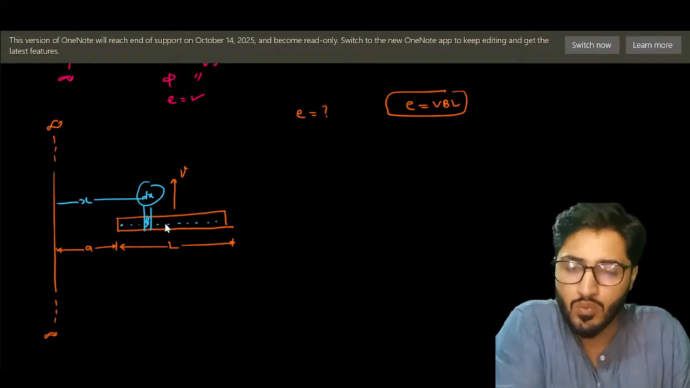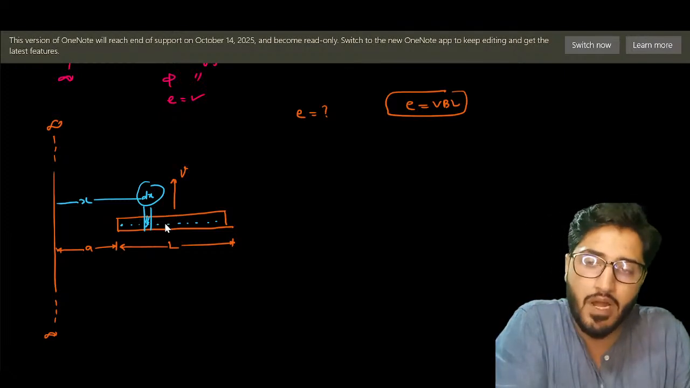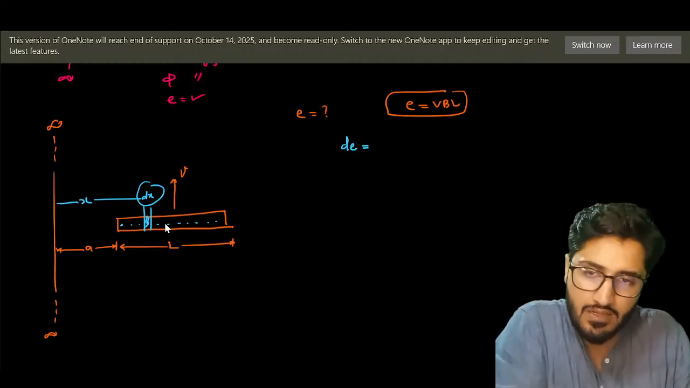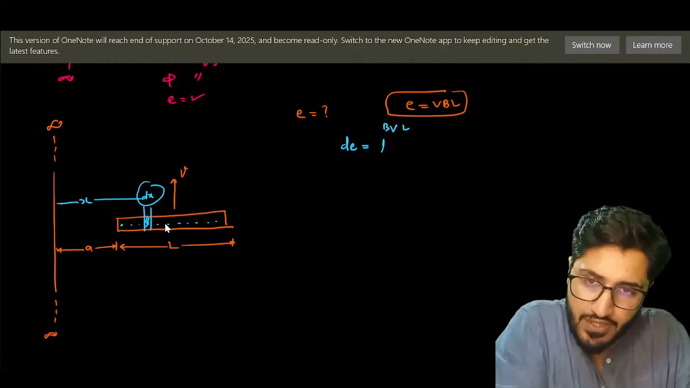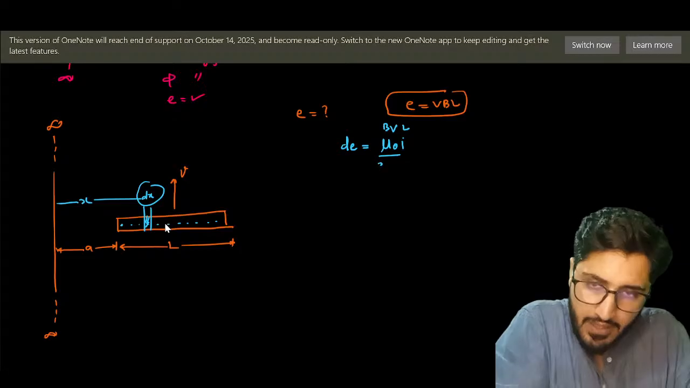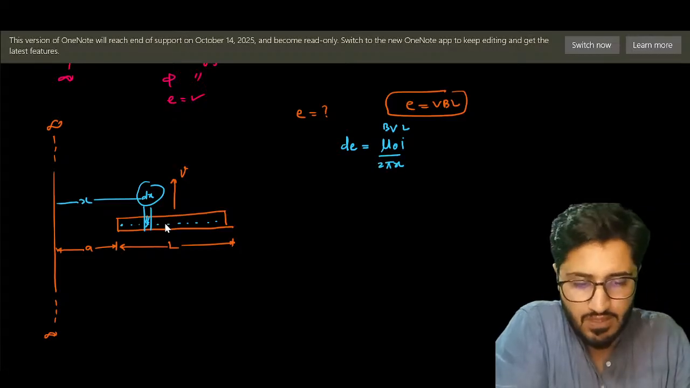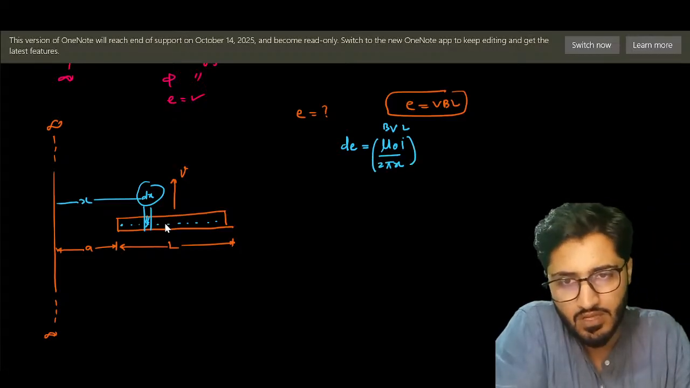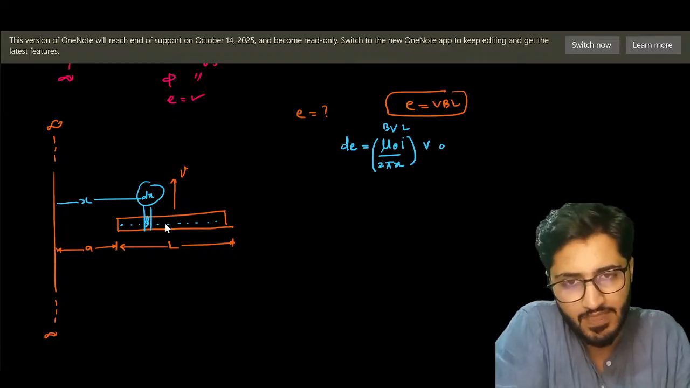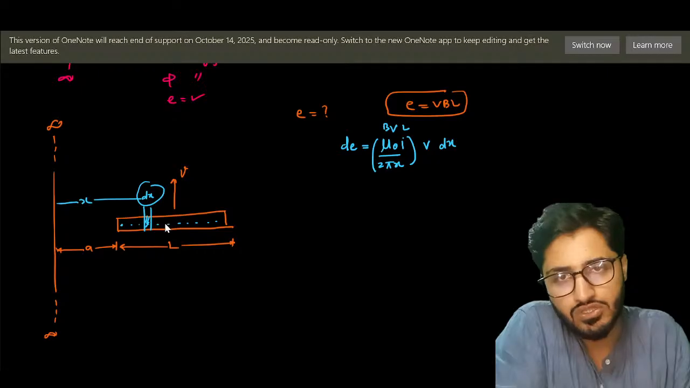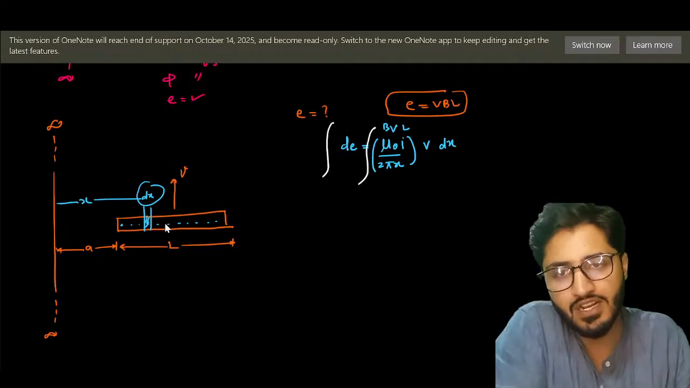So what will be the EMF on the small part? Sir, I can write dE. Is it VBL? It is V or BVL, no issue. What is B now? B is mu naught I divided by 2 pi x. Done? Yes, sir. V is V. What is L? L is the length of that part. Is it dx? Yes, sir. But I need the big one, so I will integrate it.